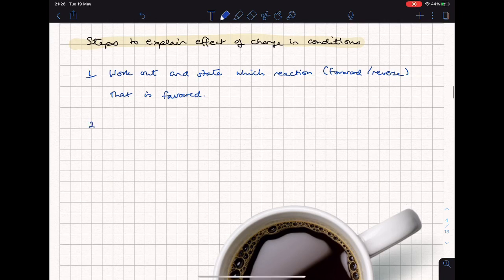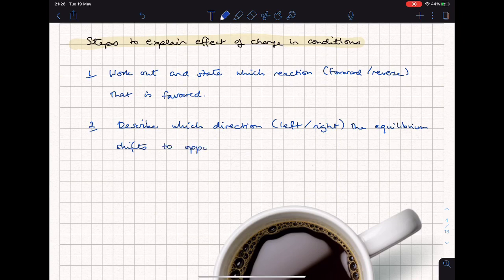So the next thing you're going to do is describe which direction, either left or right, so you've got the left or right side of the equation, the equilibrium shifts to oppose the change. So you need to say to oppose the change. They will look for this in the mark scheme. I'll do some examples of these questions with you in a bit.